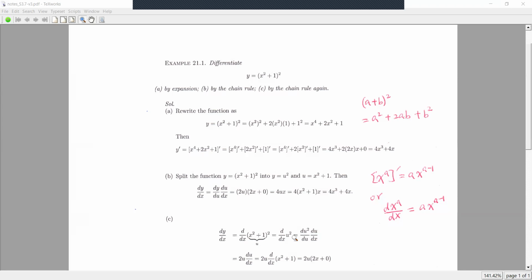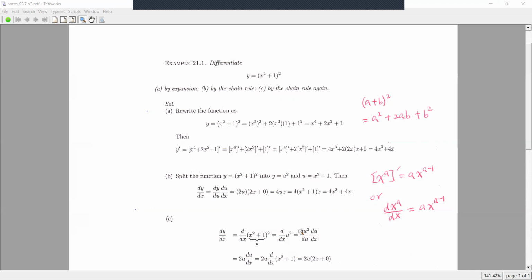u squared is a power function, so I want to use the formula for power function to compute this derivative. But this formula requires all the variables to be the same variable. In this derivative, u and x are two different variables. So I cannot apply this formula to compute this derivative. To overcome the difficulty, I insert du to the bottom and put a du on the top. Essentially, this step is the chain rule. If I cancel du, I can get back here.